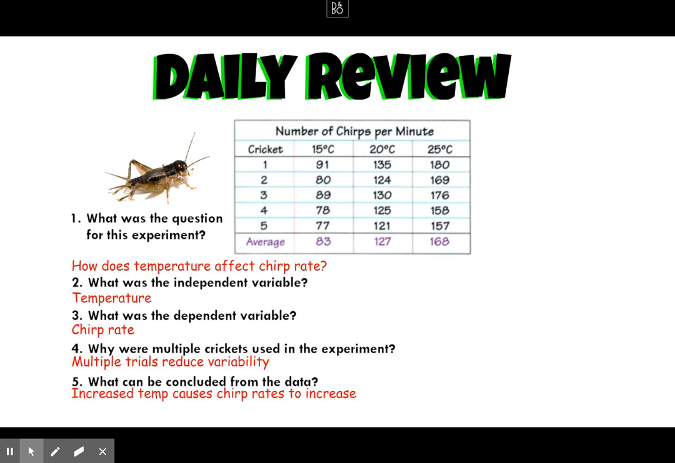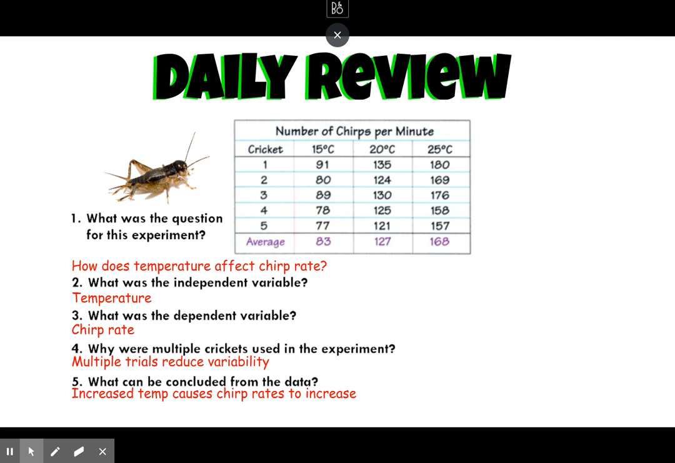What was the question for this experiment? As you can see from the data table, they were looking at the number of chirps per minute, and they had 5 different crickets, and they did a few different temperatures. So we know from this data table, they were looking at how does temperature affect chirp rate. And then number 2, what was the independent variable? Well, as we can see, they were changing the temperatures. So 15, 20, and 25 there.